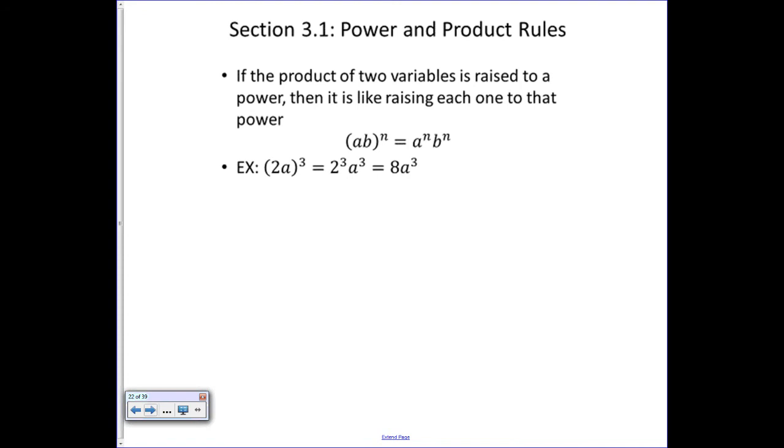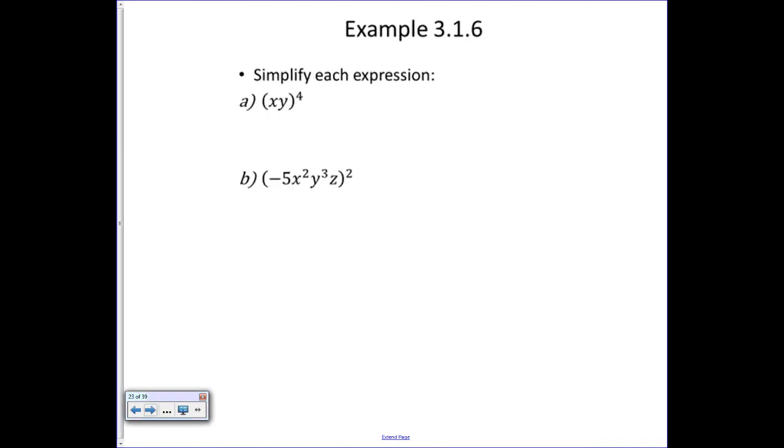So if the product of two variables is raised to a power, then it's like raising each one of them to that power. So 2a to the 3rd power is the same thing as 2 to the 3rd times a to the 3rd, or 8a cubed. And so we're going to use this in the next couple of examples. We're going to simplify each of these expressions.